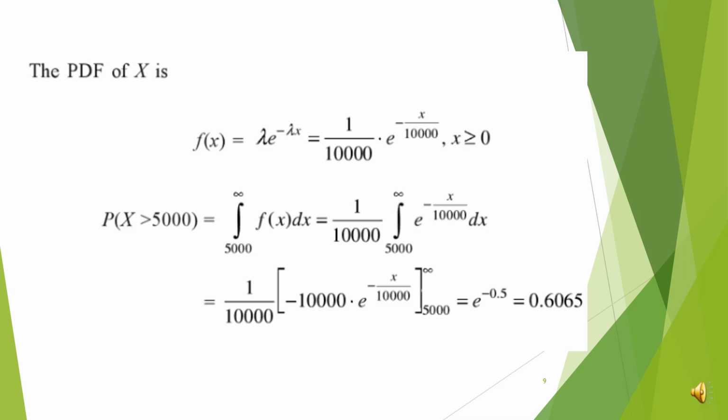So we have to find the value beyond 5,000. The limit value ranges from 5,000 to infinity of f of x dx. On substituting the f of x value, we get the probability of x beyond 5,000 as 0.6065.